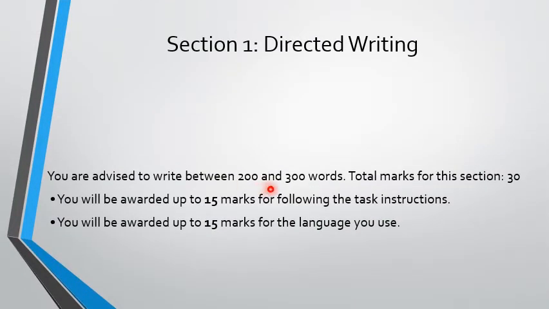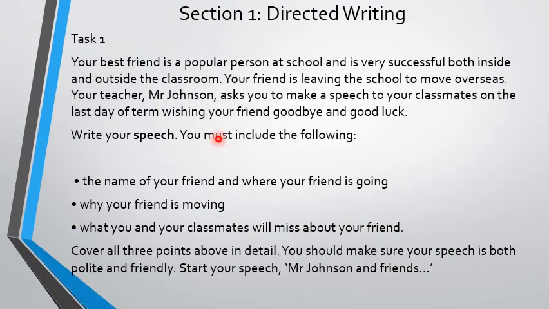Directed writing, the word limit is from 200 to 300 words, as you know, for 30 marks. And these 30 marks will be 15 marks for your task instructions and 15 marks for the language you are using. Now let's see what is the task. Task, as you know, is a situation which is given by the examiner. And what is the situation given here?